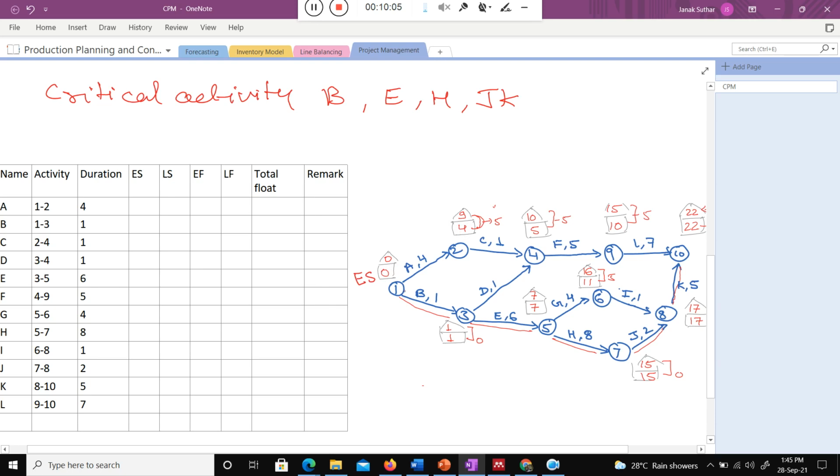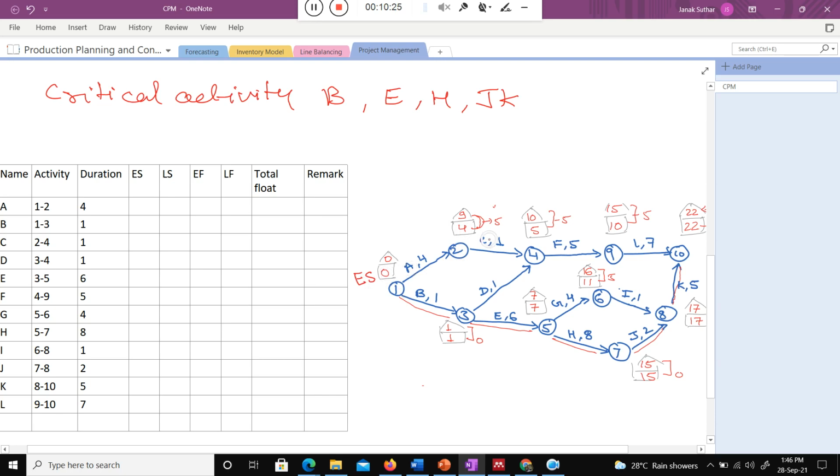Are you getting my point? What is the early start? This is the start point, this is the end point, this is the activity on arrow diagram. So this shows the start point of that activity, this shows the end point of that activity, and when I start earliest start, that is the 0. So that's why early start is equal to 0 for activity A.